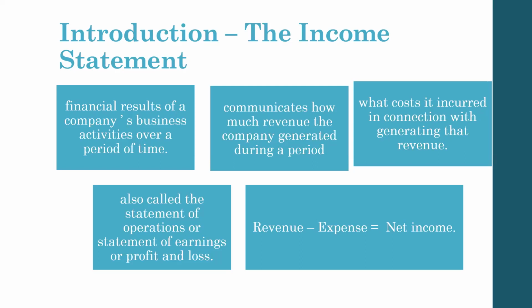Also, this statement is sometimes not called the income statement. You will see the statement of operations or statement of earnings or profit and loss. They didn't have this one here, but I see comprehensive income. I see a lot of them are comprehensive income. And the main formula in the income statement is revenue minus expenses equals net income.